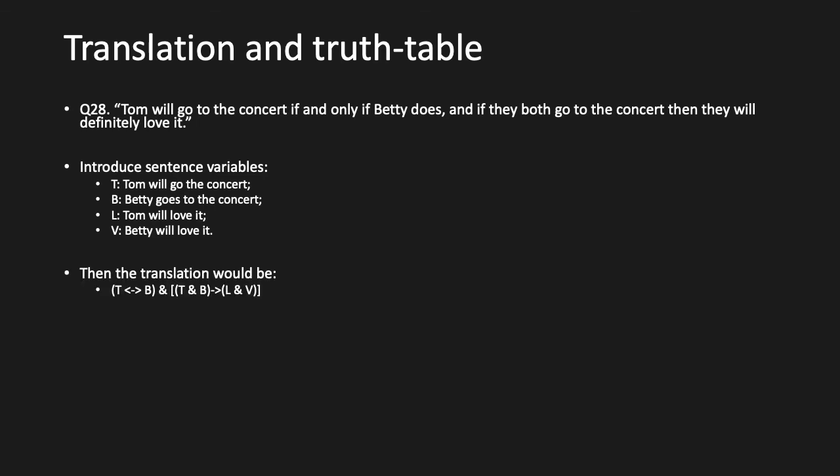Okay, so T double arrow B, and T and B arrow L and V. So Tom goes to the concert if and only if Betty does. And if Tom and Betty go, then they both, right? Tom and Betty will love it. So that's how you translate it.